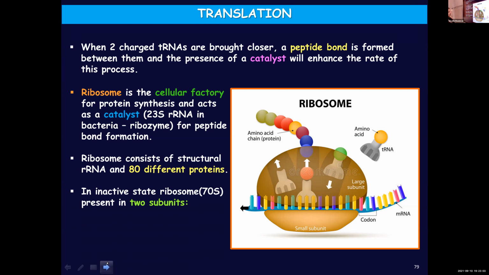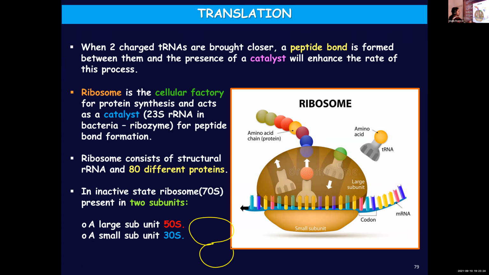In the inactive state, the 70S ribosome will be present as two subunits. A large subunit known as 50S, a small subunit 30S. So there will be two subunits for a ribosome. Only when they are active, or when they have to synthesize proteins, these two subunits will join together. Otherwise, they will remain separate. So these are the subunits of the 70S ribosome.